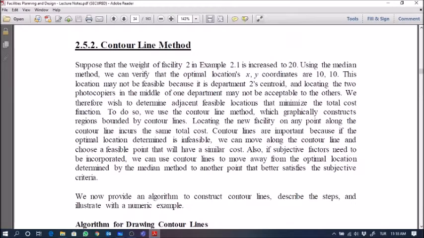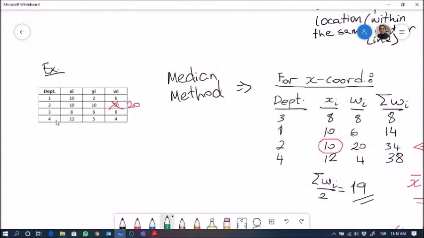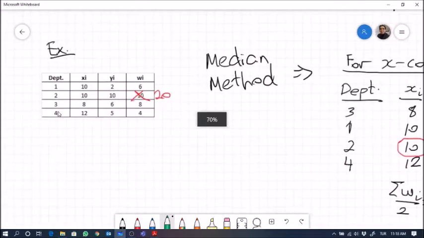Now, when we go back to the discussion of the contour line method, I would like you to follow our previous example. Remember, we had 4 different departments. Each department's coordinates and weights are provided. The coordinates of department 1 are 10, 2, and the weight is 6. Department 2 coordinates are 10, 10, and the weight was 10. Department 3 coordinates are 8 and 6, and the weight is 8. And for department 4, the coordinates are 12 and 5, and the weight is 4.